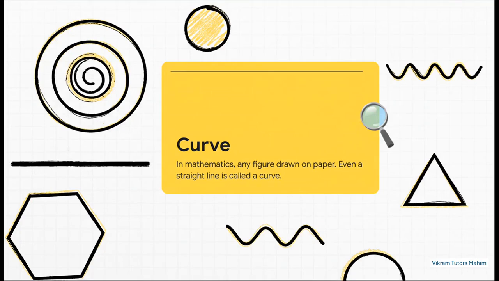All right, get ready for the first little surprise. When you hear the word curve, you probably think of something that, well, curves, right? That bends. But in geometry, a curve is literally anything you can draw without lifting your pen. And yeah, that means even a perfectly straight line is technically a curve. Kind of weird, but that's the rule.